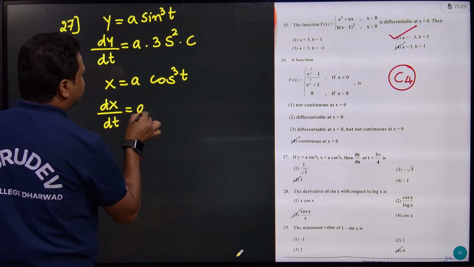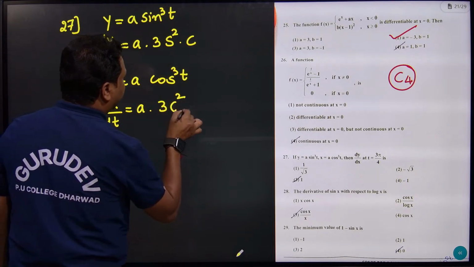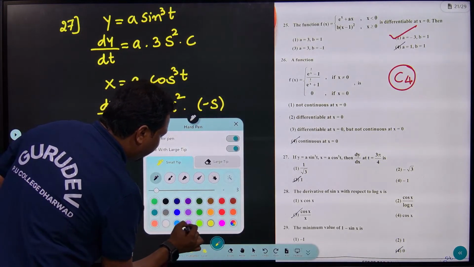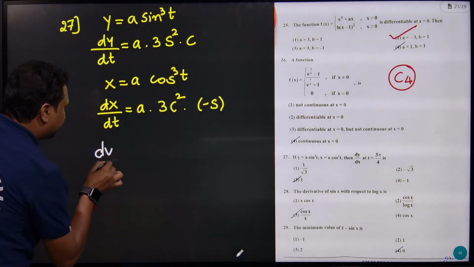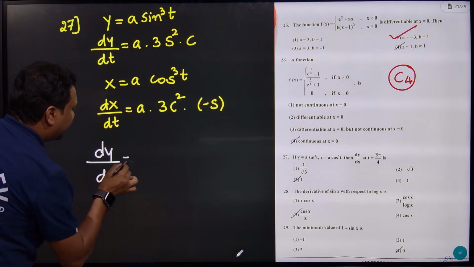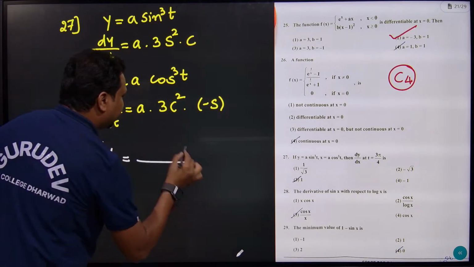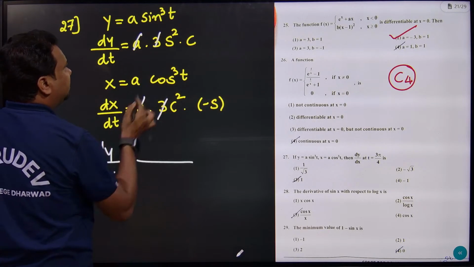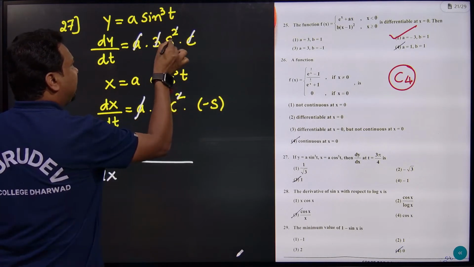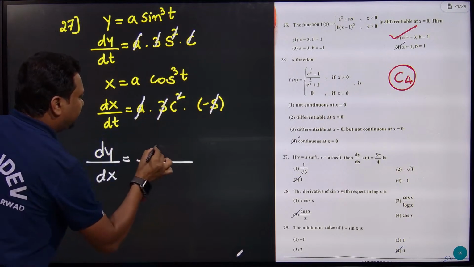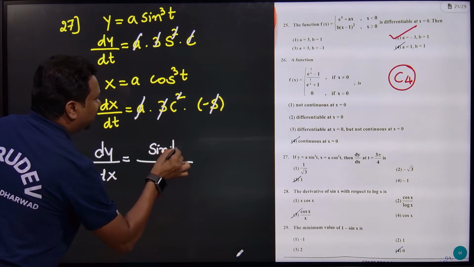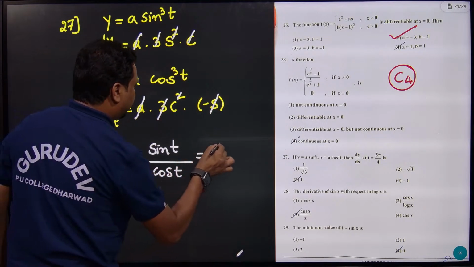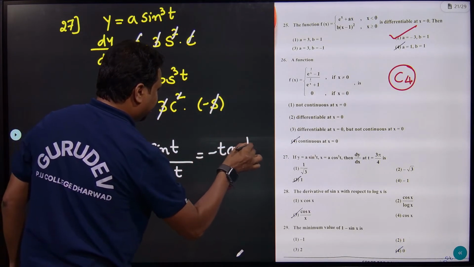On differentiation, a as it is, 3 cos square t into the differentiation of cos t, which is minus sin t. Now you have to find dy by dx. dy by dx is dy by dt upon dx by dt. After doing that, see what cancels: a cancels, 3 cancels, cos with cos, sin with sin cancel. In the numerator one sin function remains, and in the denominator a minus cos t function remains. Altogether, whatever is left is minus tan t.